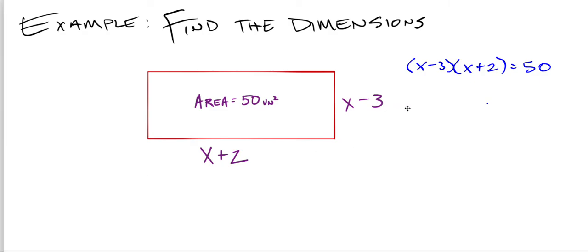Okay, good. I can FOIL them out. So I would get x squared minus 3 plus 2 would be minus 1 minus 6 equals 50. I just didn't want to show the work. If you need me to show the work, I can. All right, who's going to help us next?